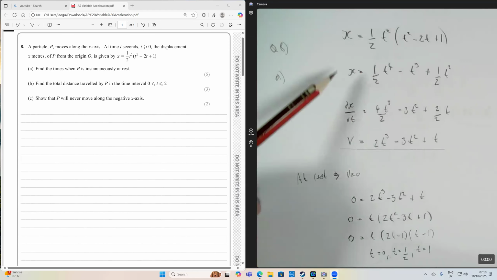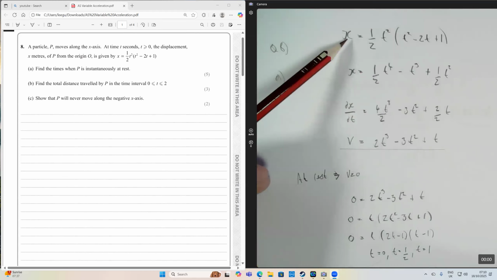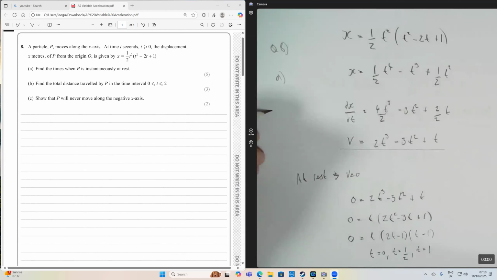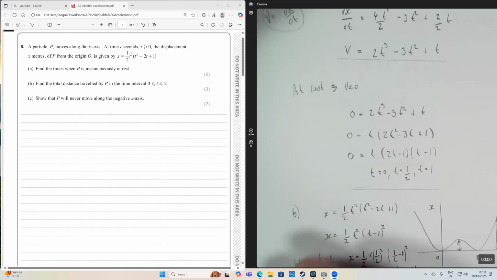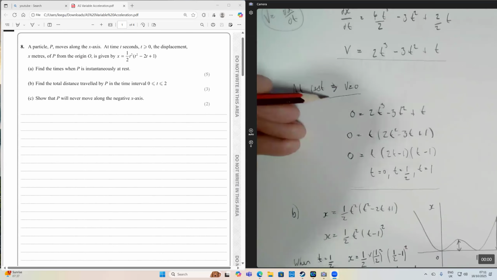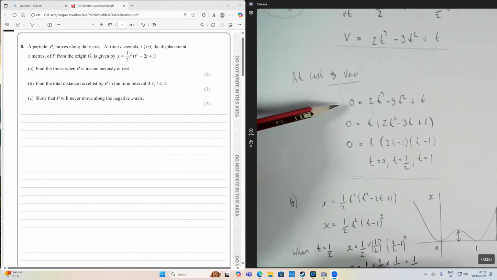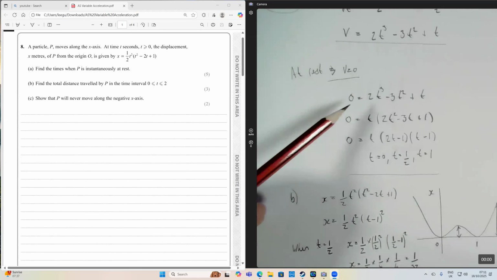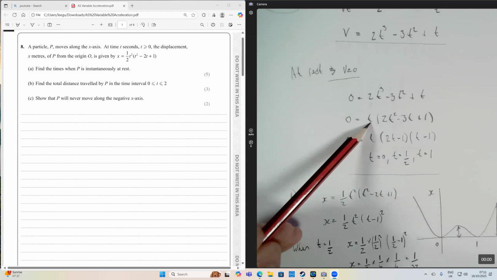Because when you differentiate an expression for displacement, you get an expression for velocity, because v is equal to dx by dt. So for the first part of the question, we just needed to differentiate. Then we need to recognize that something is at rest when its velocity is 0. So we set that differentiated expression equal to 0, and then we solve. So setting that equal to 0, we can take out a factor of t.